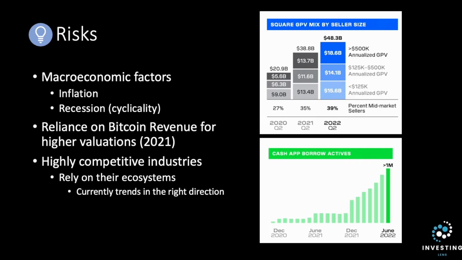There are three main risks present in Block. The first is the macroeconomic factors, specifically inflation and the recession, that will and are hitting the economy as a whole, and Block will be affected. Secondly, Block's valuation metrics are reliant on Bitcoin revenue as seen in 2021. So as long as the cryptocurrency markets stay bearish, it will be difficult for Block to sustain an up move. Thirdly, the competitive industries where Block is in require Block to rely heavily on their ecosystems. However, as seen from the growth in Square's GPV mix and the Cash App activities, they are trending in the right direction, with heavy growth.